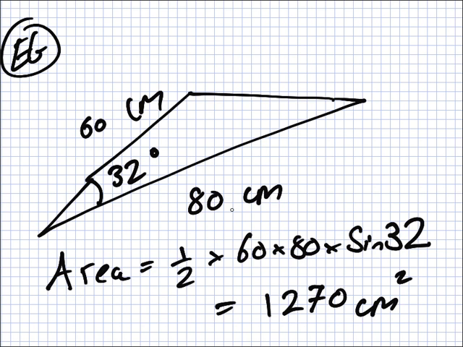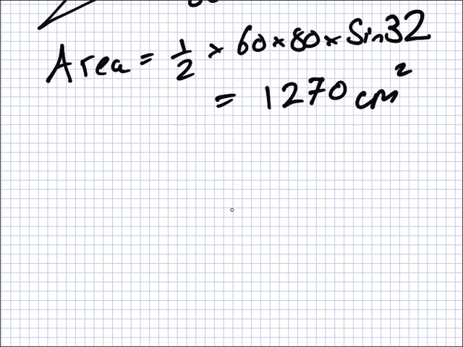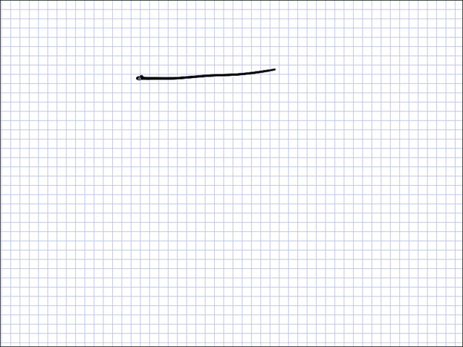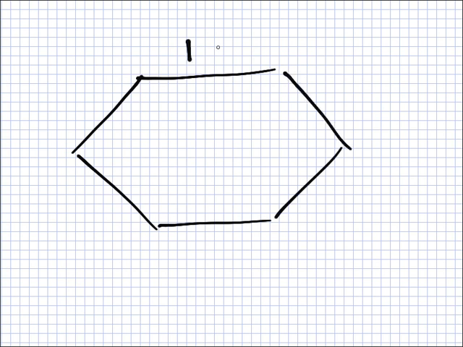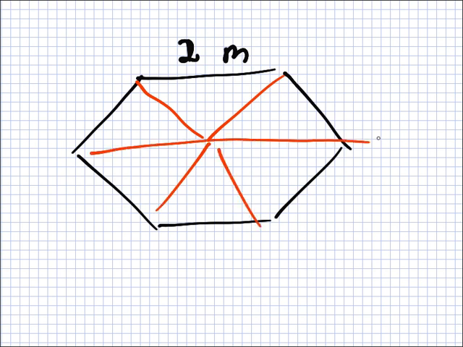Can I scroll down? Yeah. Now don't worry, it's not going to be a crazy one. And this side is 2 meters. And I want the area in here. Now I'll give you a little hint. The hint is it's best to think of this as 6 identical triangles. So as soon as you get one area, you just multiply by 6 and you're finished.